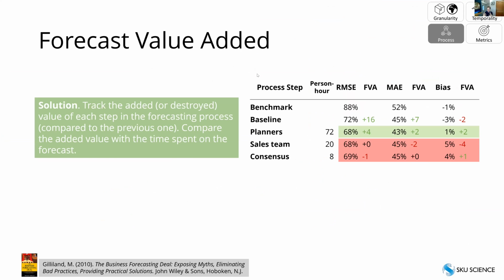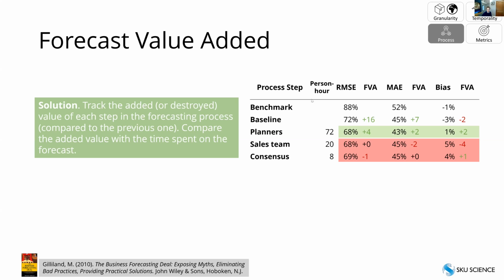So the idea is the following. When we're going to track the accuracy of a forecast, instead of just tracking the final accuracy of the final forecast, we're going to track the accuracy of each step. And then we'll be able to say this specific team created or removed value of the forecast.